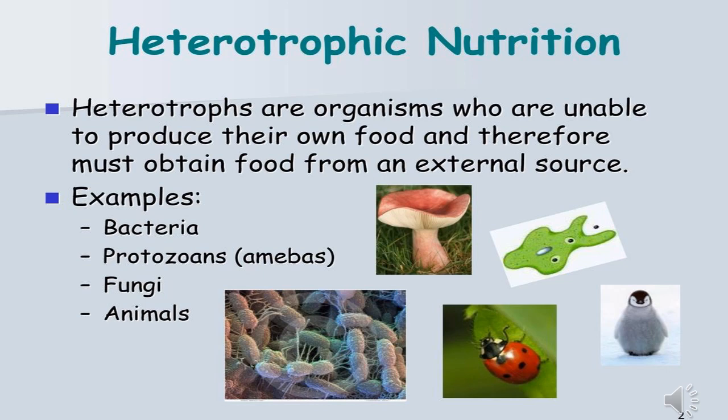Here we have given a few examples of organisms which follow heterotrophic nutrition, like bacteria, protozoa, fungi, animals, even human beings. We cannot prepare our own food like plants, right? So we depend upon either a plant source or animal source for our food. So we come under the category of heterotrophic nutrition.